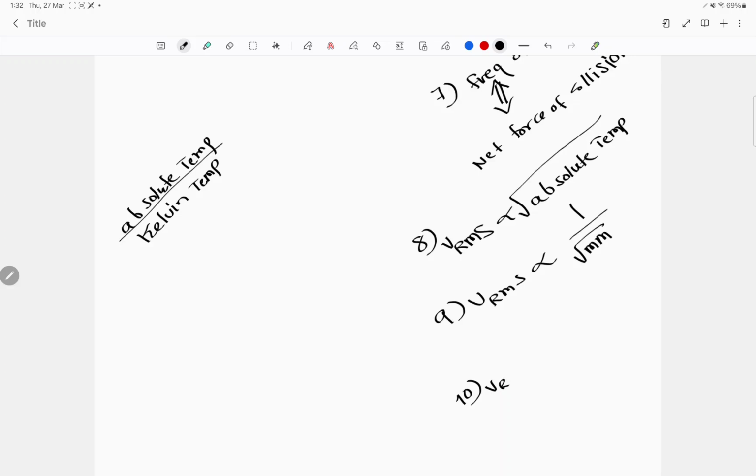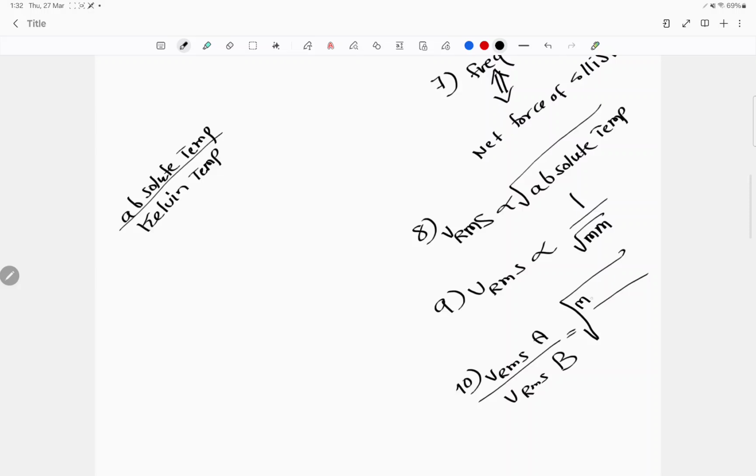I can say the VRMS of gas A over the VRMS of gas B is equal to, open a fraction, the molar mass of gas B over the molar mass of gas A. See how I switch the places? If the VRMS of A is on top, the molar mass of A is in the bottom. It's not a mistake.